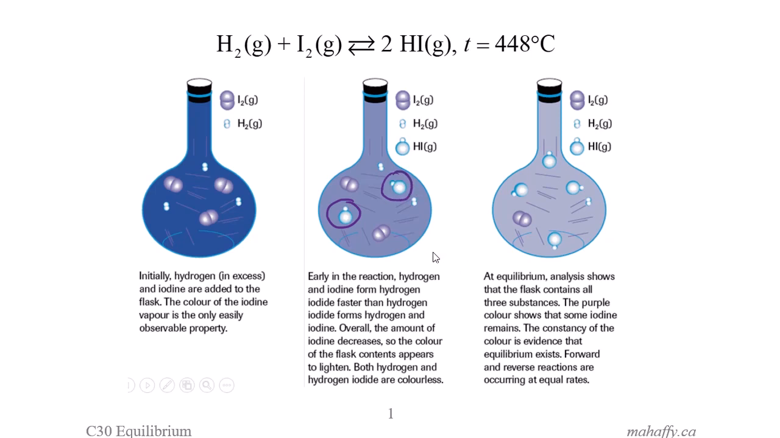And early on, though, I would have more of this forward reaction than I would have the reverse reaction, because I don't have very much of this product yet. But as the amount of product builds up, then the reverse reaction is going to speed up as well. I'm going to have more reverse reaction happening until finally the rate of the forward reaction and the rate of the reverse reaction are equivalent, and at that point I'm in a state of dynamic equilibrium.